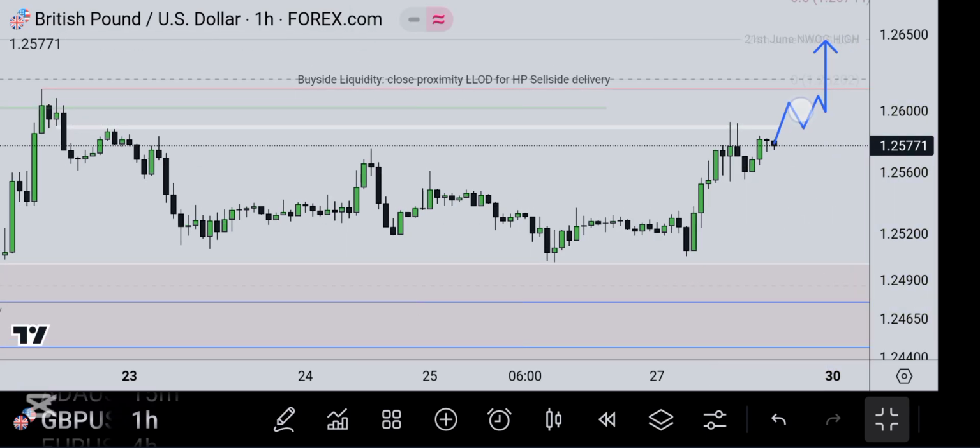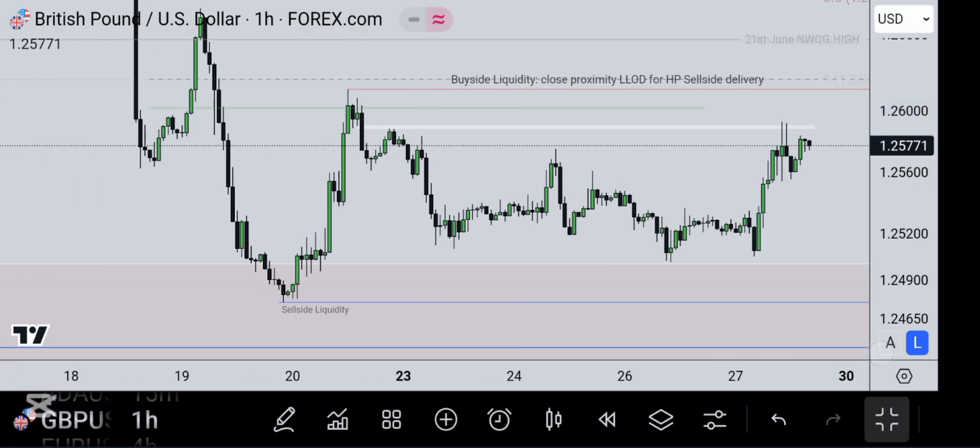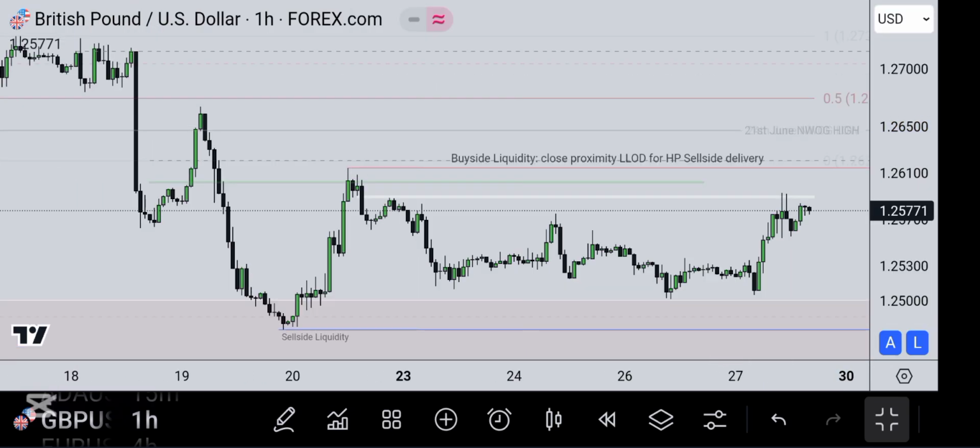I haven't checked the news, and I think Friday should be New Year. We should be in the New Year already, so there might be an NFP release. So be very careful with your trading. Be very cautious. Apply proper risk management. Don't risk more than you can afford to lose.